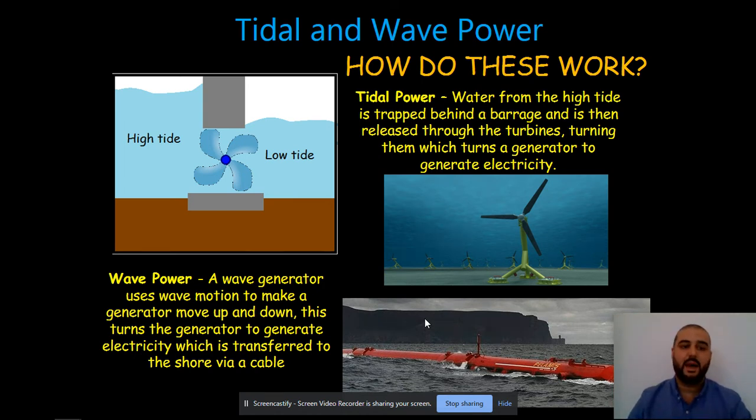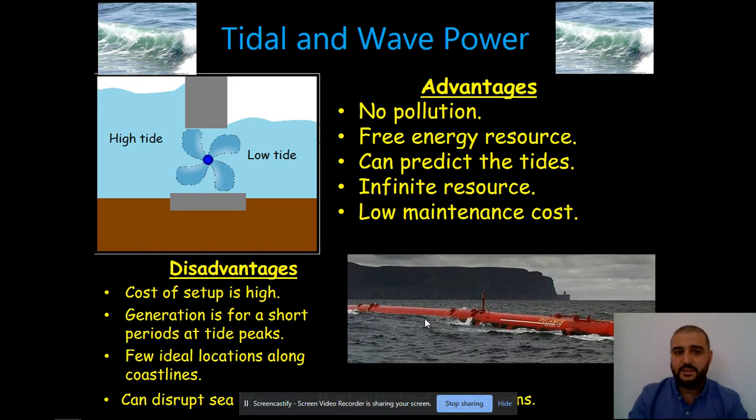So obviously with tidal power and with wave power, this is offshore, whereas with hydroelectric and wind, this is inshore. Of course, wind power can also be offshore. So again, the advantages of tidal and wave power, as with all the ones that we really spoke about: no pollution in terms of chemical. With wave and tidal power, there isn't really noise pollution either. So in that regard, it has an advantage over the other two.